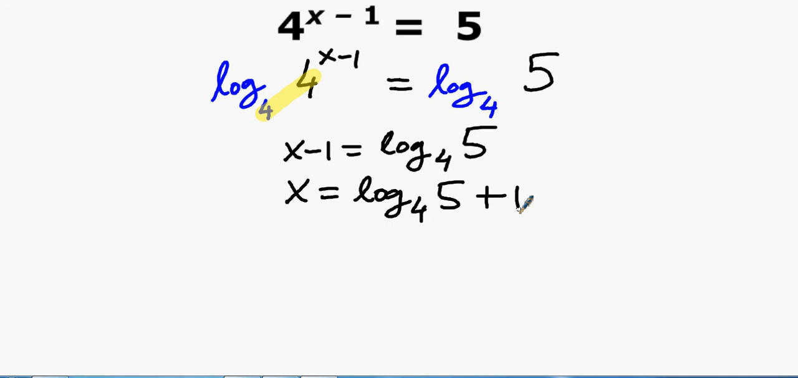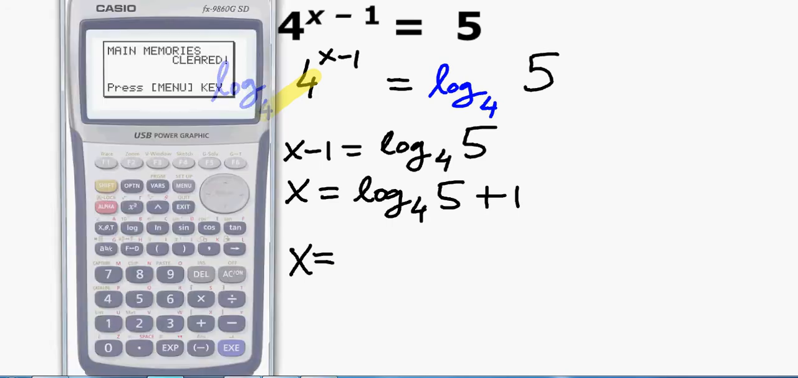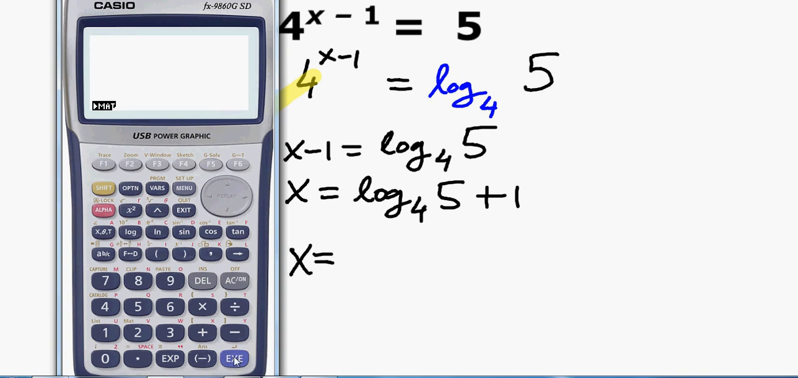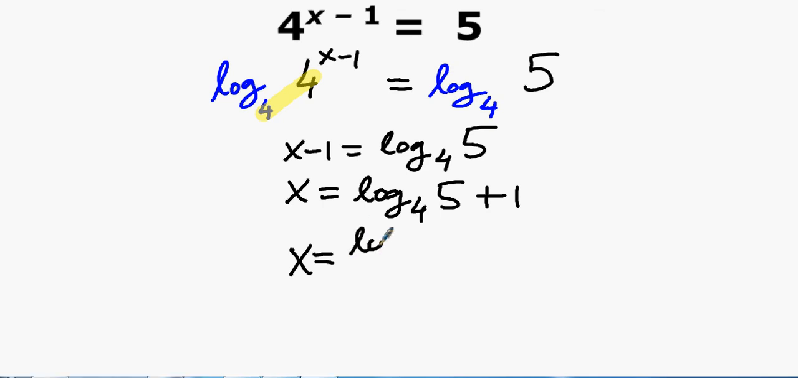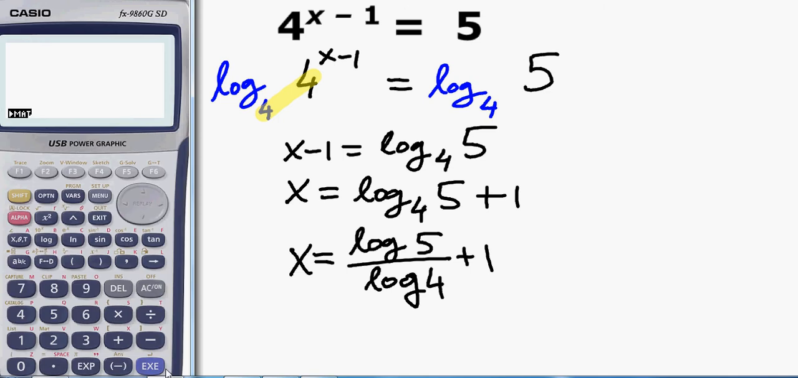Now the only thing left is to put this in the calculator. Now I cannot, in my calculator I don't have base 4 or anything like that. So I'm going to use the change of base formula that says that I can rewrite this log base 4 of 5 as log 5 divided by log 4, plus 1. So I can go and type that in and see what that gives me.